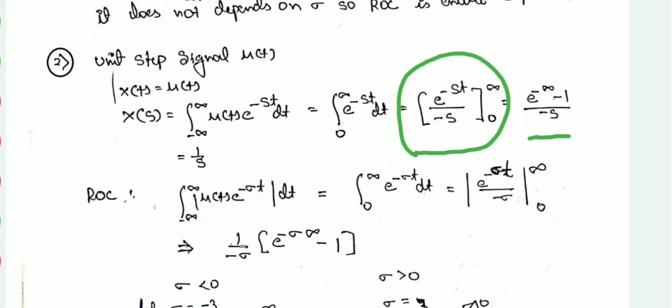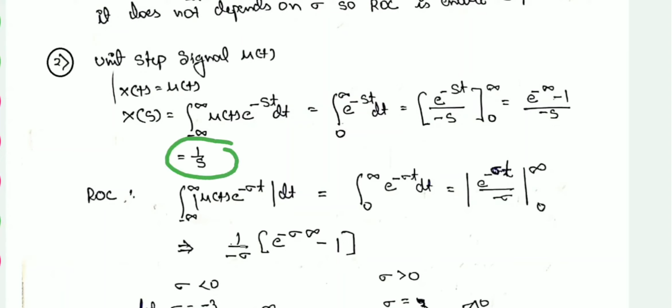When we put in the limits, we get e to the power minus infinity minus 1, divided by minus s. For defining the ROC, one basic concept is that when we put the limit infinity, we have to take into consideration whether this infinity is on the minus side or on the positive side. This is one important factor here. Then the integral becomes 1 upon s.